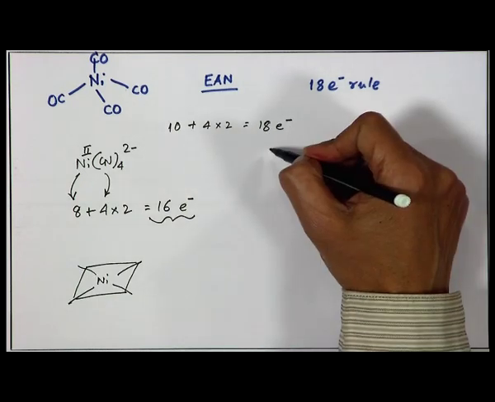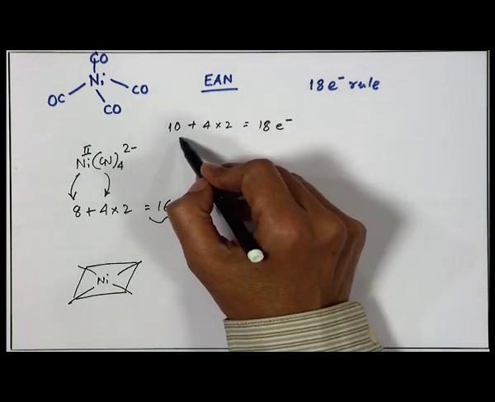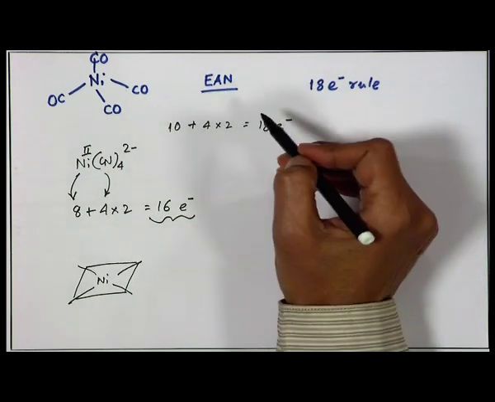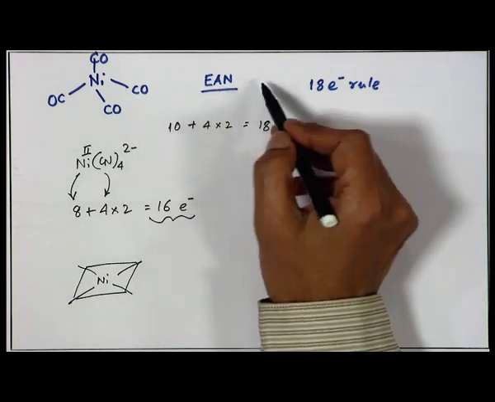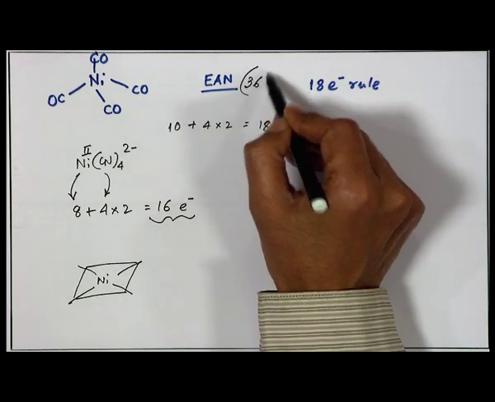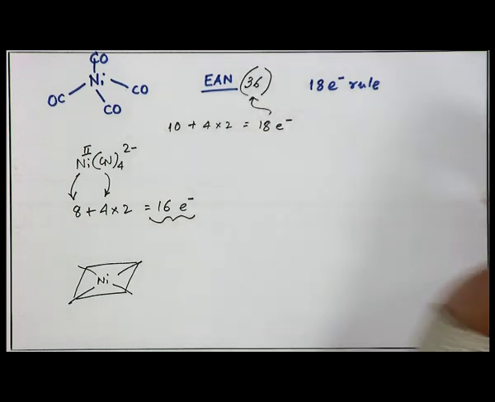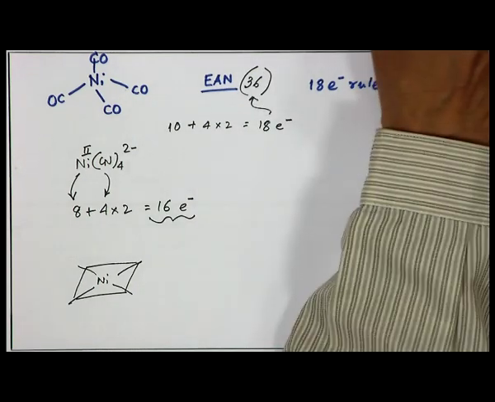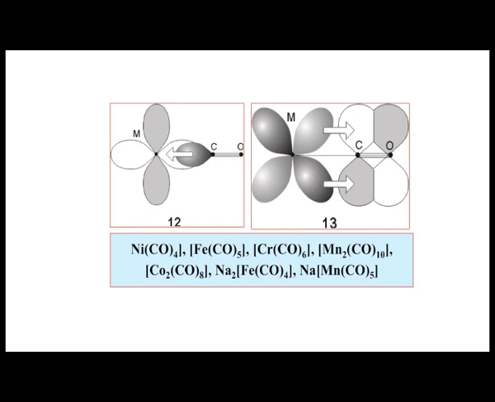So, it has a stabilization. If we consider, instead of 10, another 18 electrons from the whole series, then the effective atomic number will be 16 in that particular case also. So, not only nickel tetracarbonyl, you can also consider it for iron.